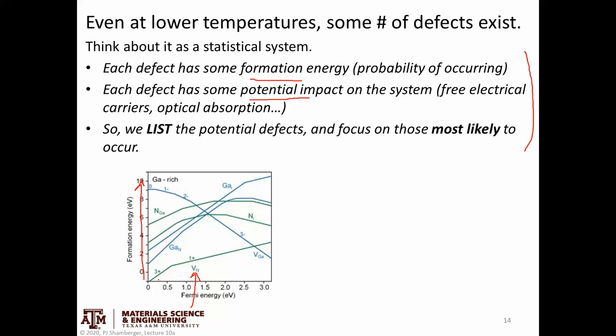Is it charged or is it neutral? And so at different Fermi energies, all these different defects have different probabilities of forming, but over a large range of conditions, nitrogen vacancies are the most important defect. They're the lowest formation energy. So in this case, we could probably focus primarily on the effect that those defects have on the material. So we're going to go on and talk more about definitions of some point defects. We're going to talk about notation to write those defects in the following videos.